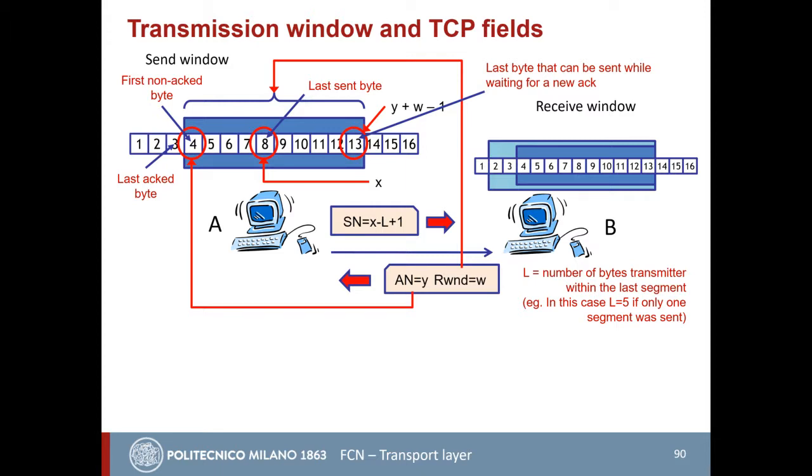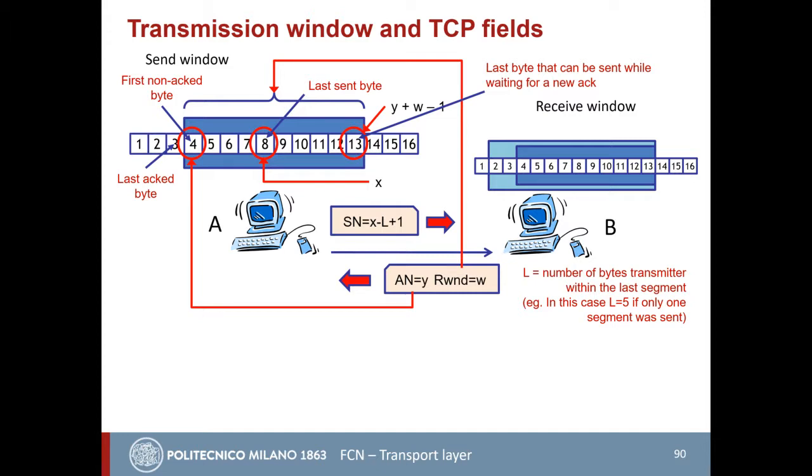Okay, so the bottom of the sender window is the first byte that has not been acknowledged yet. So the first byte that has not yet been acknowledged, in this case, is byte number 4. Before, outside the transmission window, you have the last byte that has already been acknowledged, in this case, byte number 3.